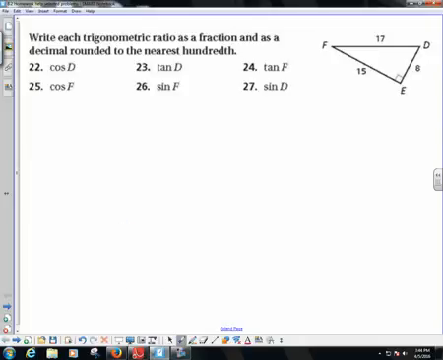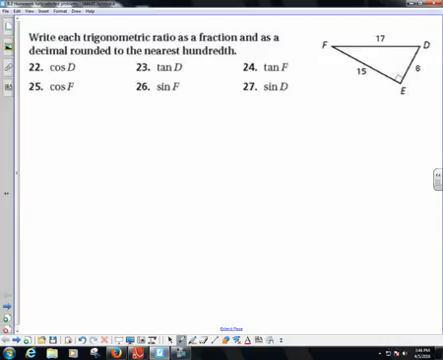We're here to do some 8.2 homework. I'm not going to do all the problems today. I'm going to pick one or two from each section to make certain that we're on the right track. So this first section, 22 to 27, is relatively straightforward.